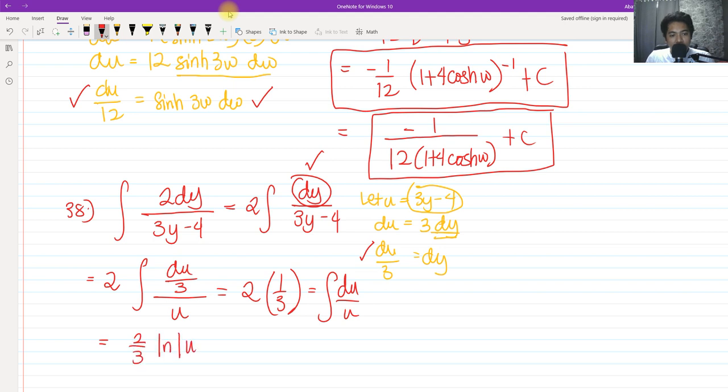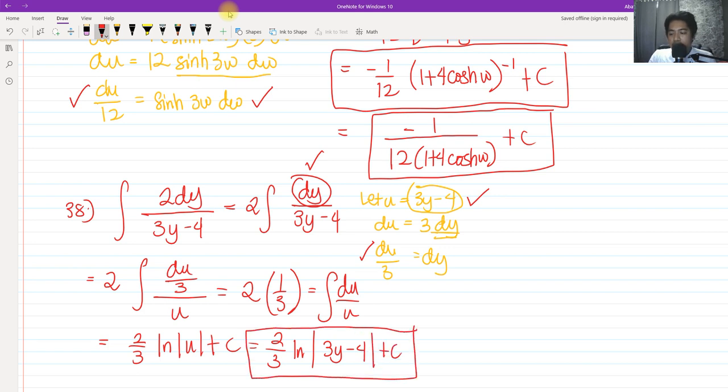Ln of the absolute value of u plus c, wherein our value of u should be changed into its original variable. We have let that as our 3y minus 4. So that would be 2/3 ln of the absolute value of 3y minus 4 plus c. And that should be our correct answer. Final answer for this given problem. Okay. So that is how we do it.